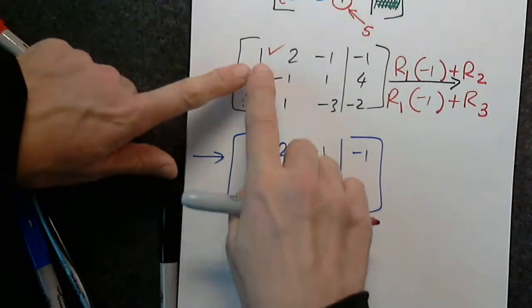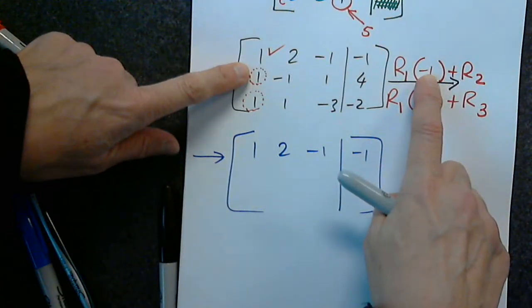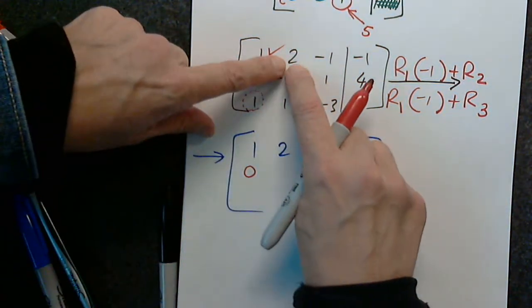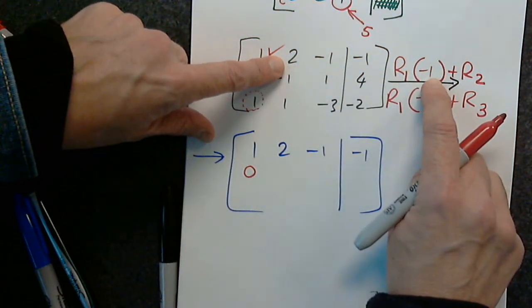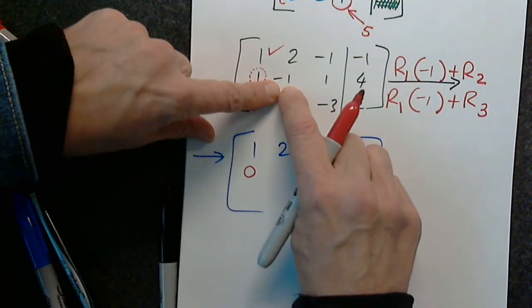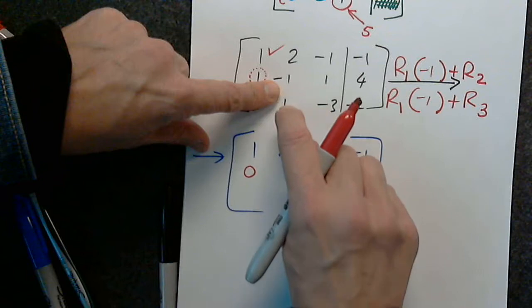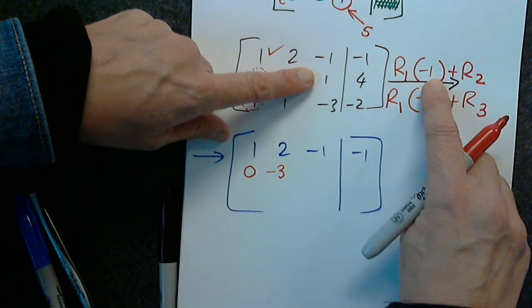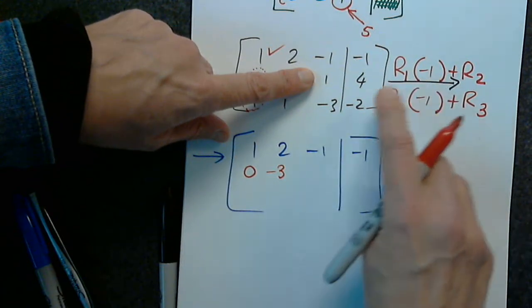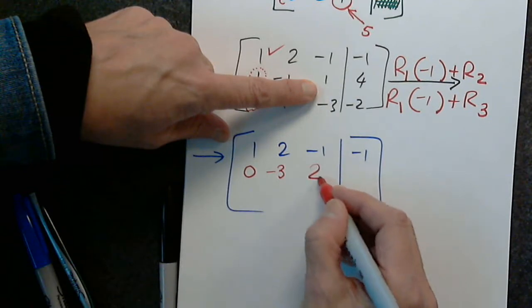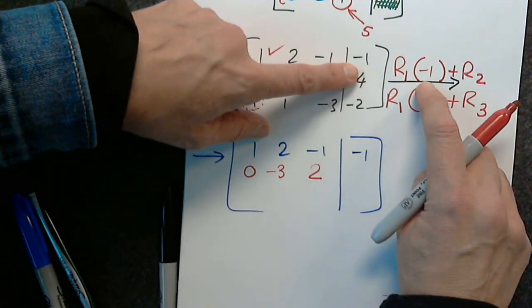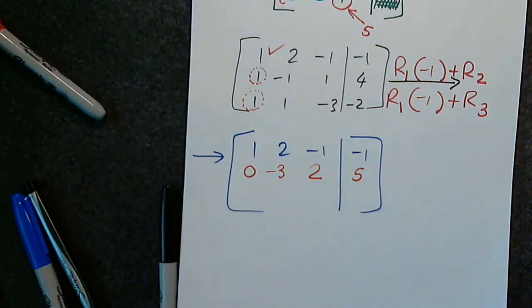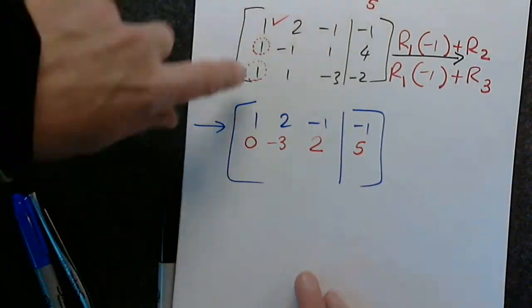Okay, so 1 times negative 1 is plus 1. 2 times negative 1, minus 1. Perfect. Negative 1 times negative 1, plus 1. Negative 1 times negative 1, plus 4. Awesome. We continue with the third row.